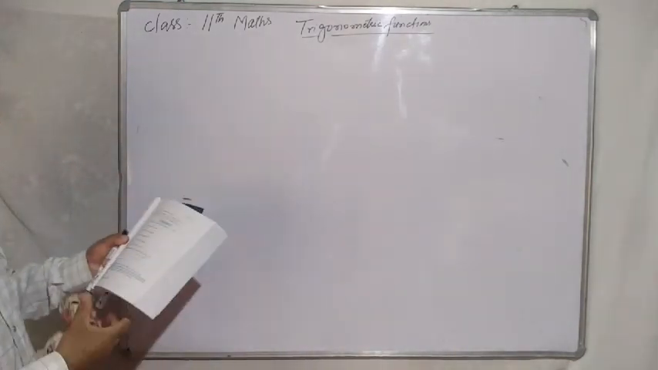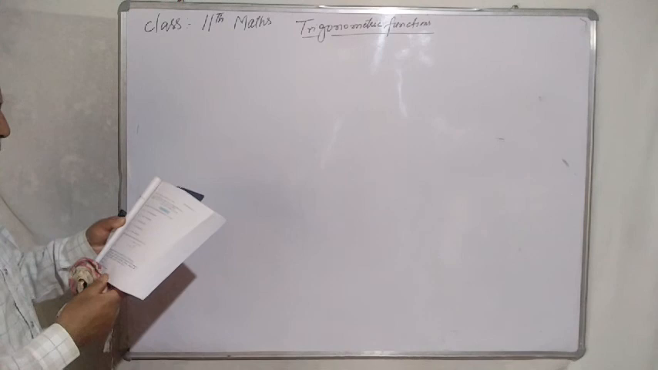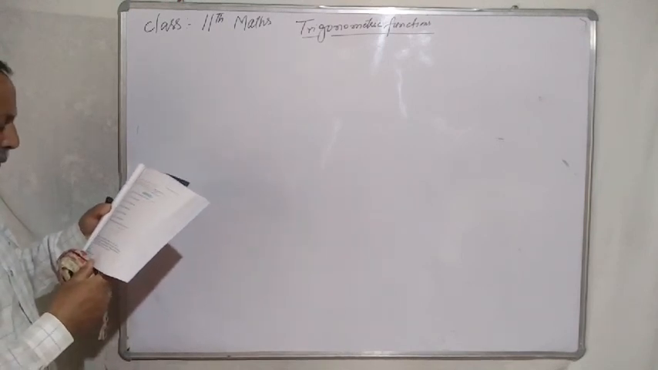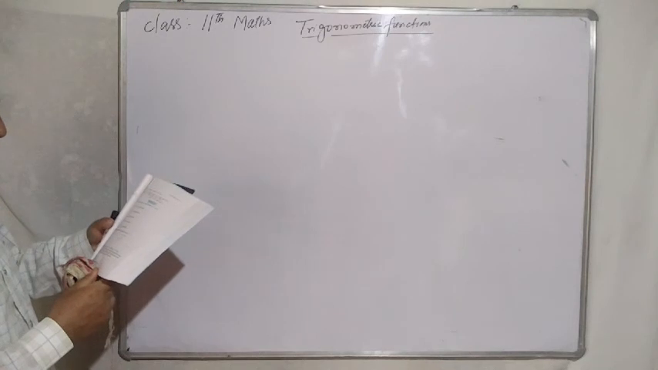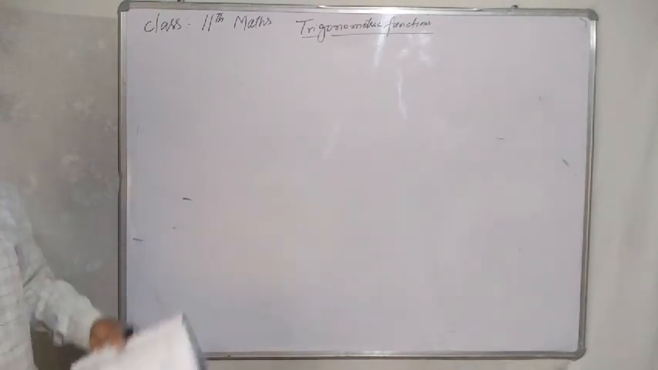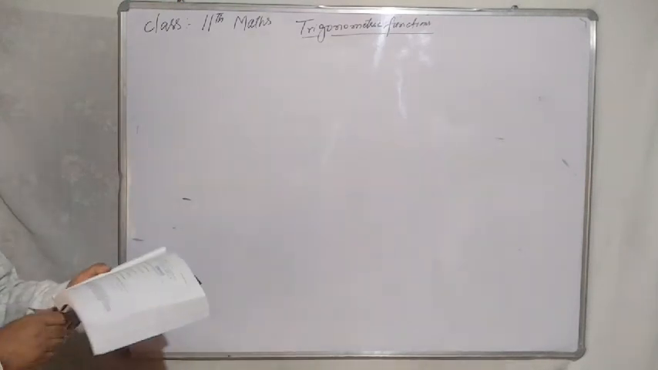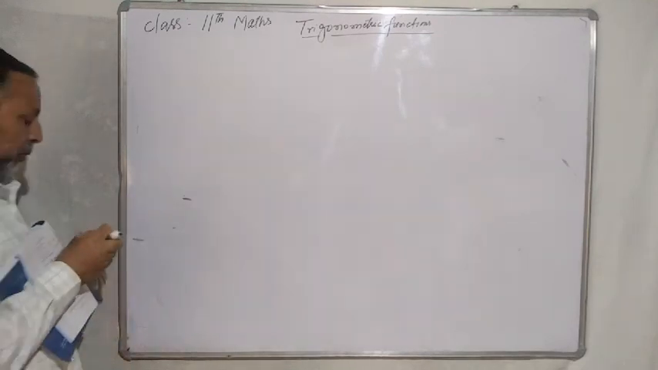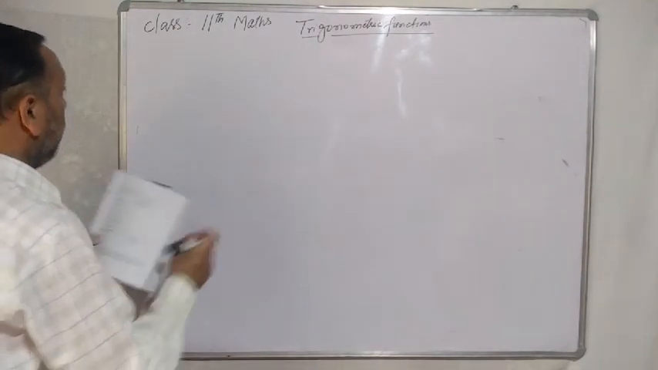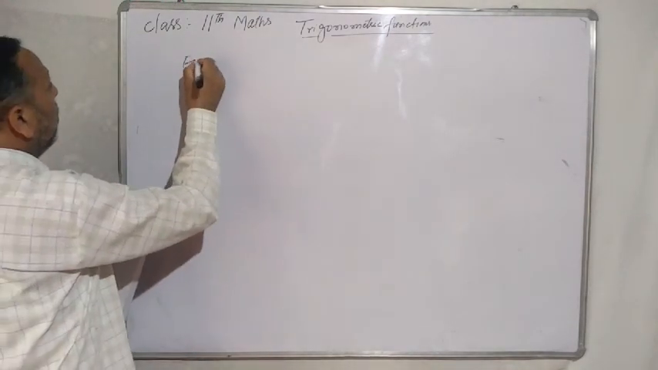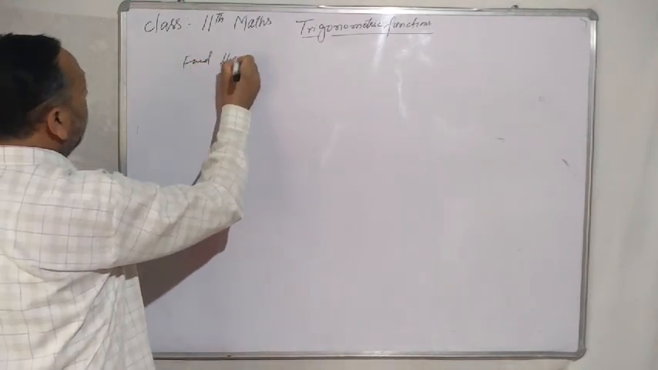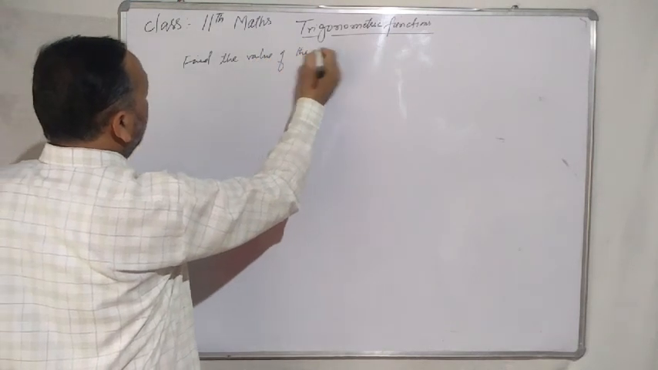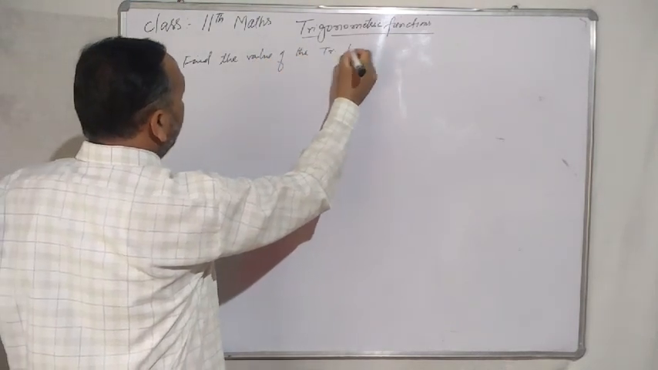Next question is now, find the values of the trigonometric functions. It is question number 6 to 10. Question number 6 to 10, you have to find the values of trigonometric functions.